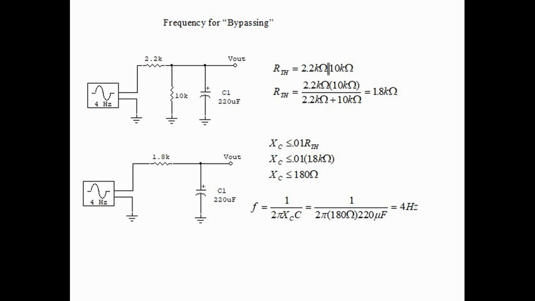The difference between the coupling circuit and the bypass circuit is that the capacitor and the resistor are now in opposite places. So now, when we get above 4 hertz, less of the signal will get past the circuit, so less of the signal will appear at V out.